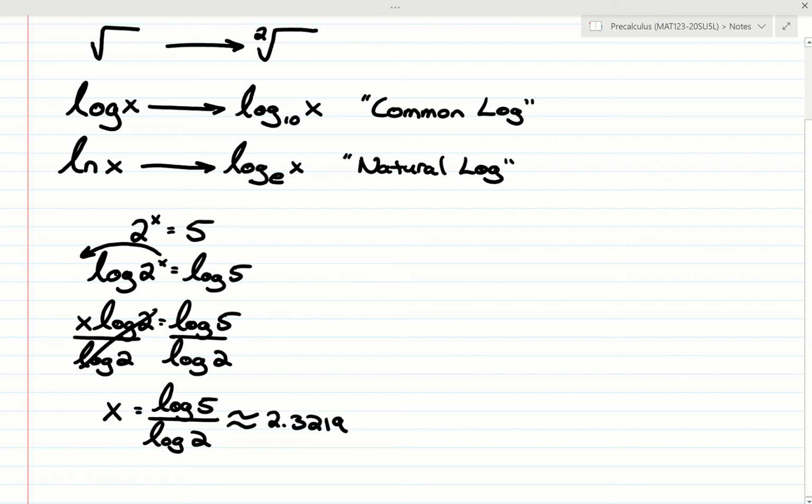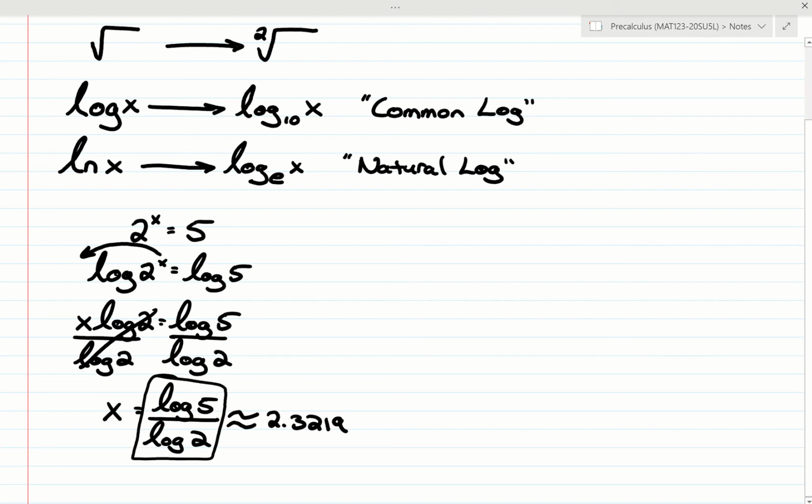2.3219. Now with logs, you want to round to the 10,000th place, which means the 4th decimal place. It goes tenths, hundredths, thousandths, 10,000ths. So with logs, we always round to the 10,000th place. But I want you to notice this step right here. Just kind of keep an eye on this right here.